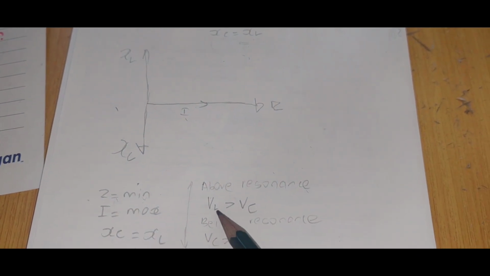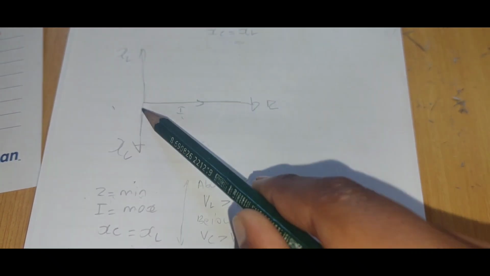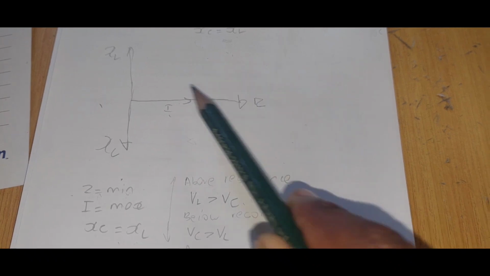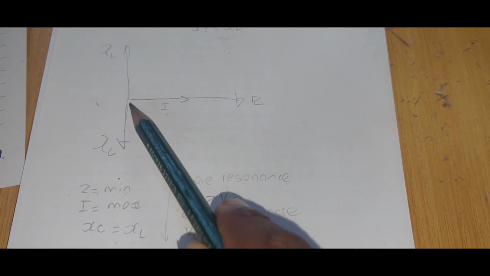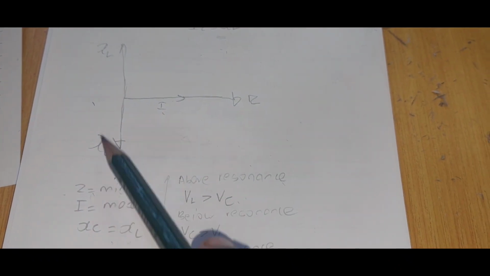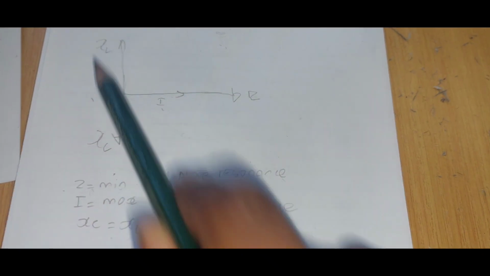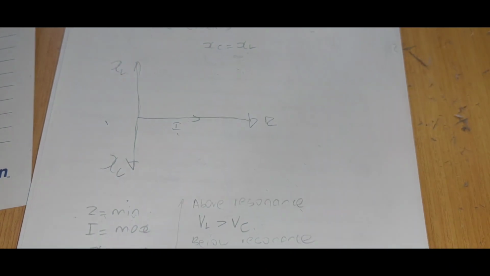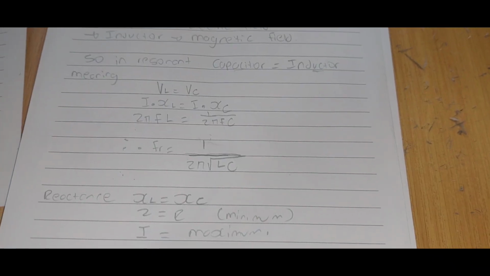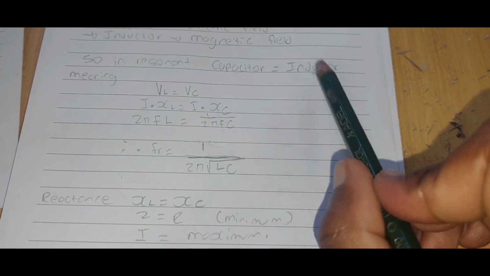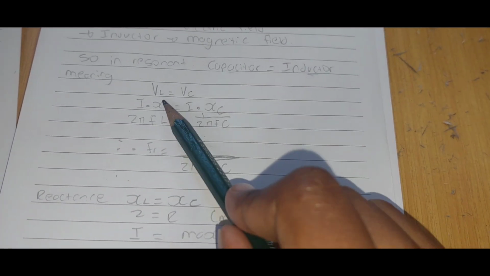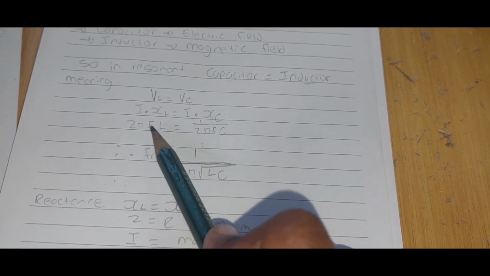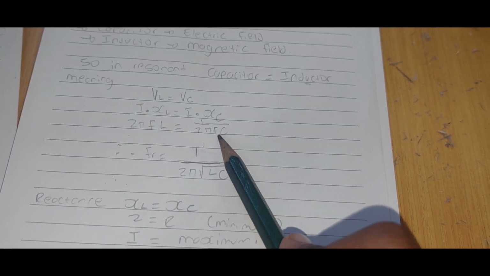Now let's look at above resonance, in which we can see that the inductor is above. That means the reactance of the inductor will be greater than that of the capacitor. Below resonance, the capacitor is below, which means its reactance will be greater than that of the inductor. At resonance the reactances are equal, so even their formulas will be equal, guys.